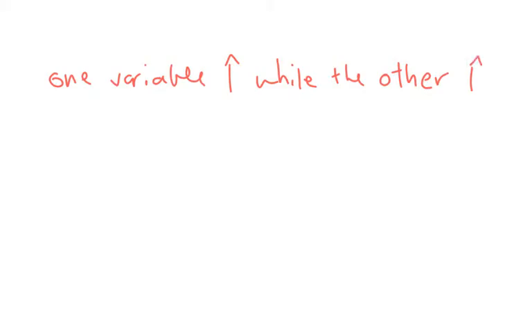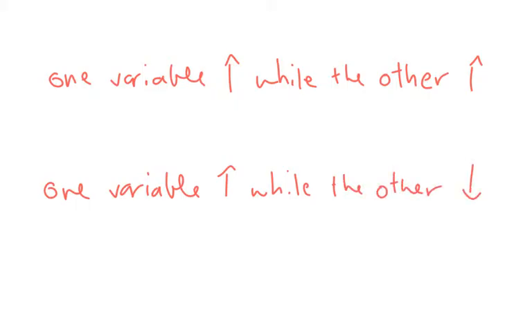There are two terms that we first have to review: positive correlation and negative correlation. They both describe the behavior of a linear relation. For positive correlation, one variable increases while the other also increases. For negative correlation, one variable increases while the other decreases. Let's demonstrate these two terms with a diagram.